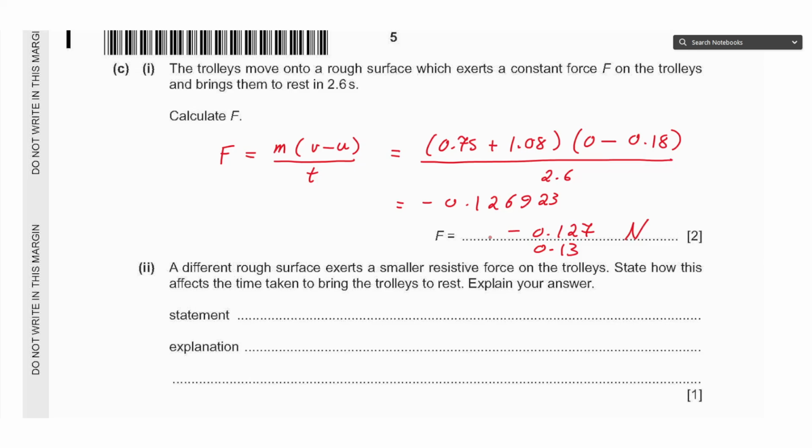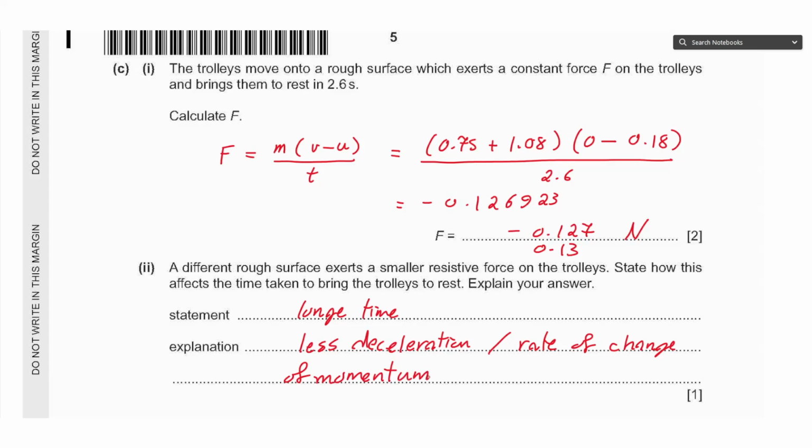Part C-II says a different rough surface exerts a smaller resistive force on the trolleys. State how this affects the time taken to bring the trolleys to rest. Explain your answer. So for a lower force, we will take a longer time. And the explanation is that we have less deceleration, because deceleration or acceleration is directly proportional to the resultant force. Or we can say that there is less rate of change of momentum, which is the definition of force.